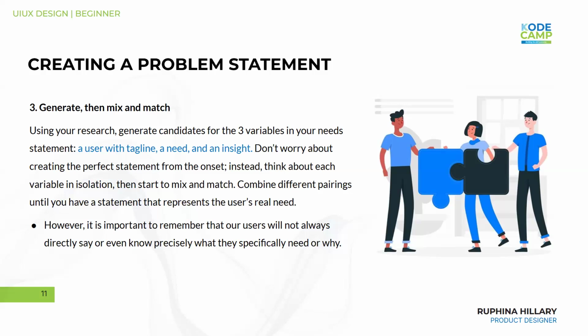Like I've said before, it is important to remember that our users will not always directly say or even know precisely what they specifically need or why. So as much as we are getting the says from the empathy map, you should think about what they are thinking, the real insight, their real need. Because it's easy to complain about something and not really think about the idea deeply. So now it's our job to do that deep thinking from the insights and the research data we have gotten.